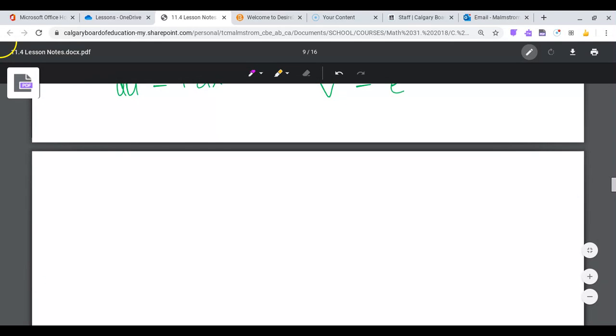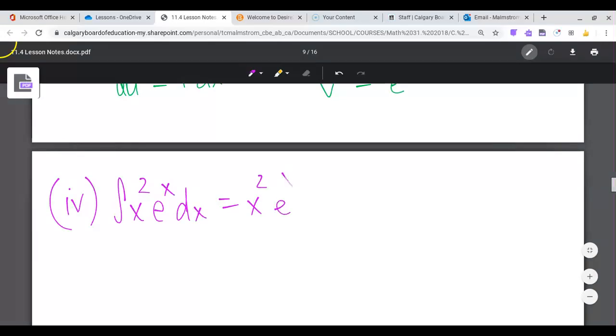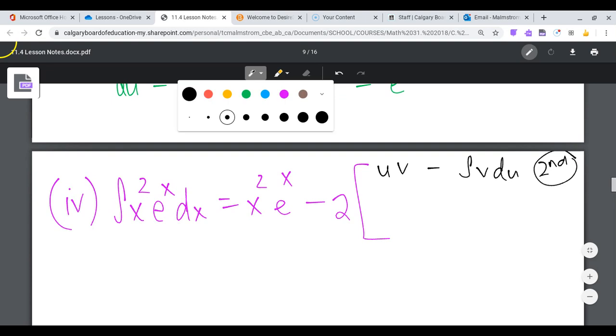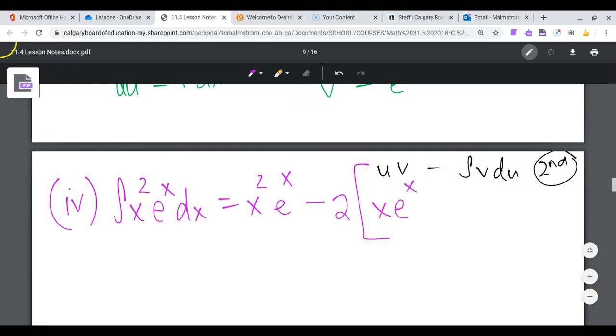Okay, so we have step four. We have that x squared e to the x dx. Now this is the very beginning question. Is equal to our original uv, which was x squared e to the x, minus 2 times the integral. So this is the second uv minus v du. This is for the second product. So in the second product, u was x, v is e to the x, minus the integral of e to the x dx. Now that's a nice integral to take.